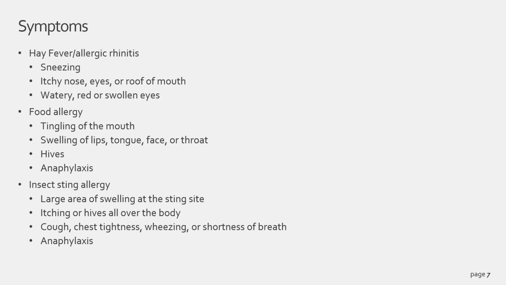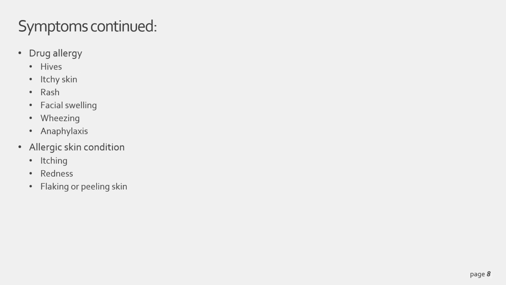Symptoms of an insect sting allergy include a large area of swelling at the sting site, itching or hives all over the body, cough, chest tightness, wheezing or shortness of breath, and anaphylaxis. Symptoms of drug allergies include hives, itchy skin, rash, facial swelling, wheezing, anaphylaxis. Symptoms of allergic skin conditions include itching, redness, and flaking or peeling skin.